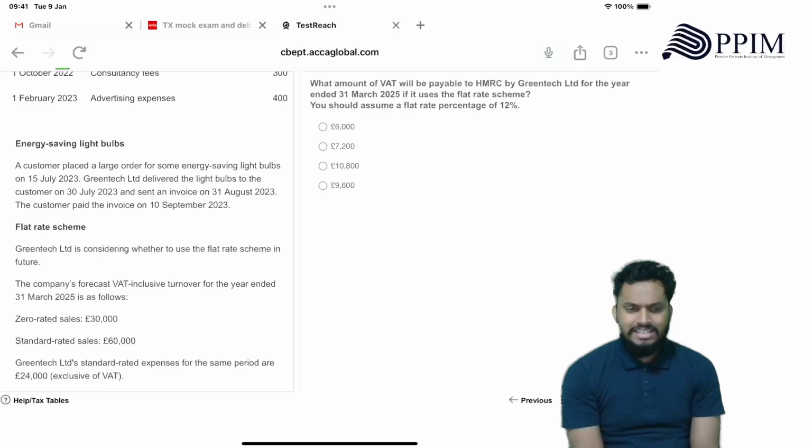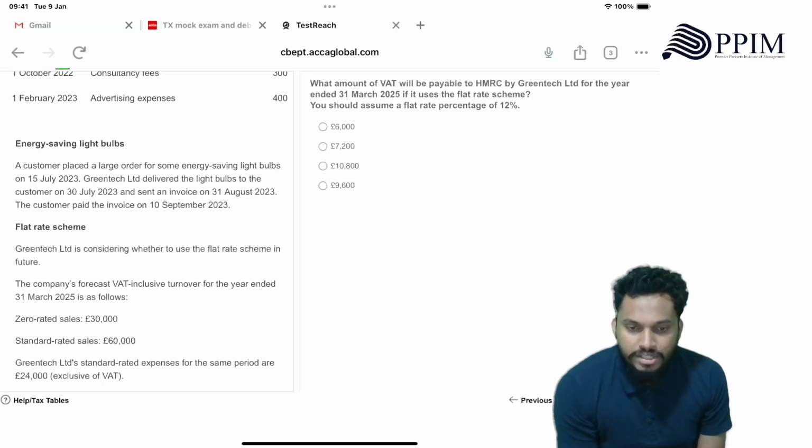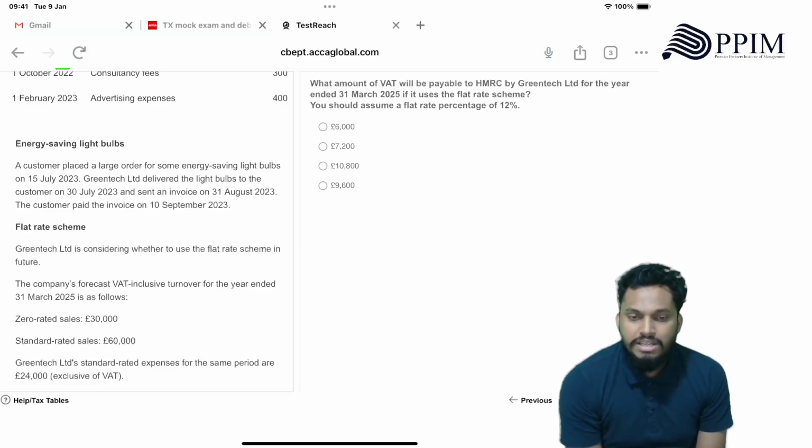Green Tech Limited is considering whether to use the flat rate scheme in future. The company's forecast of VAT inclusive turnover for the year ended 31st March 2025 is as follows. So they have zero rated sales and standard rated sales, and Green Tech standard rated expenses for the same period is 24,000. So what is the question they are asking? What amount will be payable to HMRC for the year ended 31st March 2025, using a flat rate scheme?